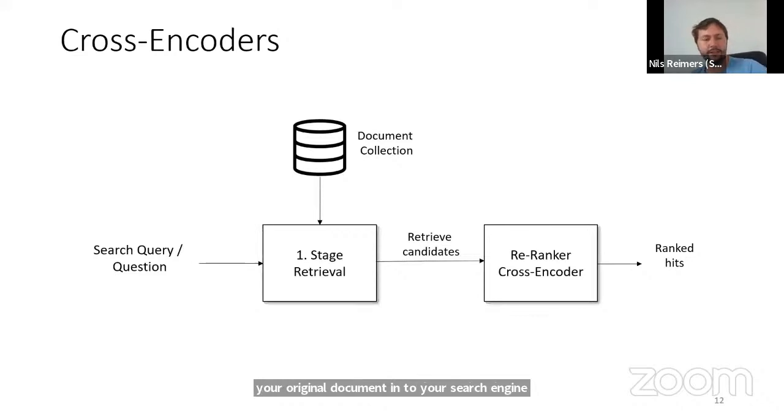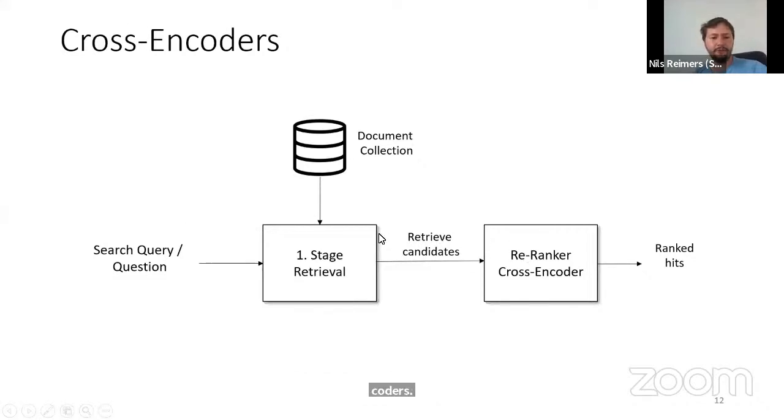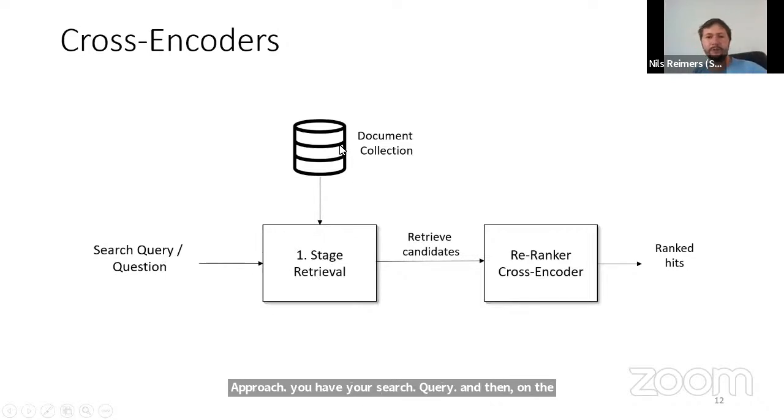The second architecture I want to talk about is cross-encoders. Cross-encoders are a re-ranking algorithm. In search, you often use a two-stage approach. You have your search query, and then in the first stage retrieval, you go from all the documents you have, possibly 100 million documents, to a small set of 100 or 1,000 documents. And this smaller set of 1,000 documents is passed to the cross-encoder to re-rank them to give you the final top 10 hits you want to show to the user.